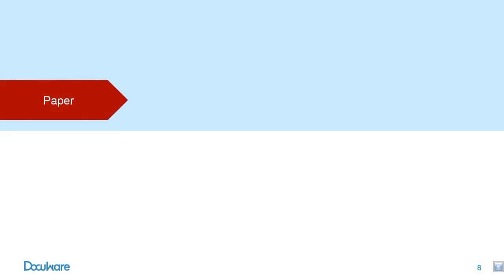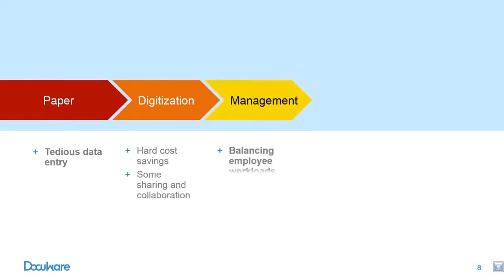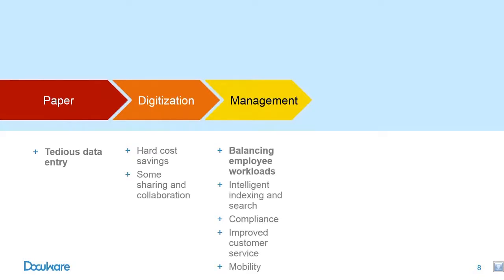The manual laggards are still using paper, but as they become more progressive, they realize the hard cost savings of digitized documents. They then see the advantage of managing documents with intelligent indexing and searching, which improves productivity and customer service, and that being paperless is a viable model.